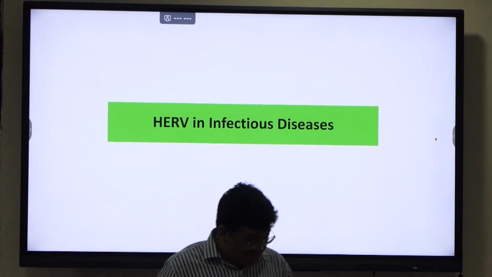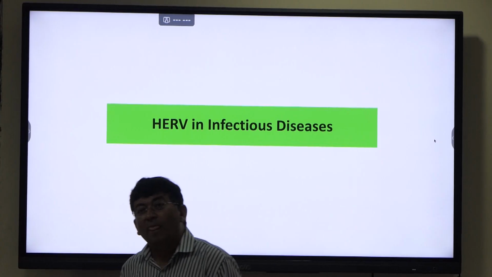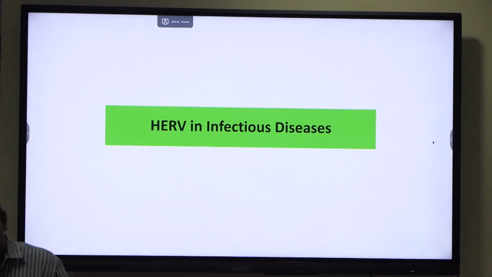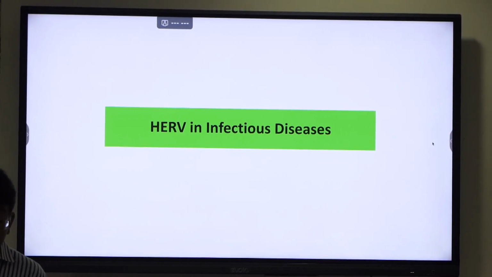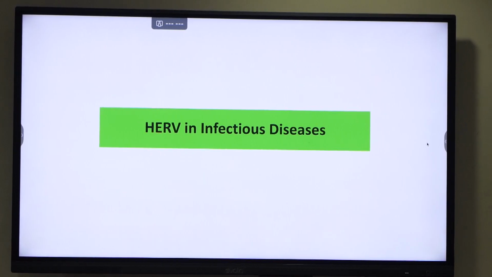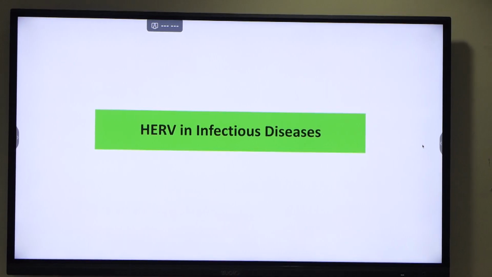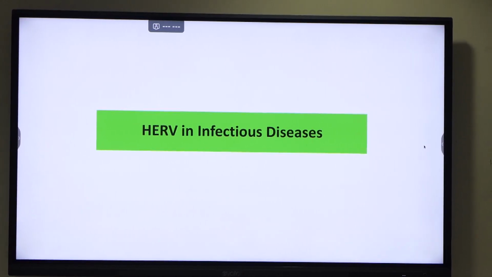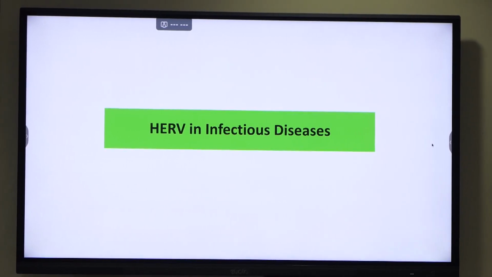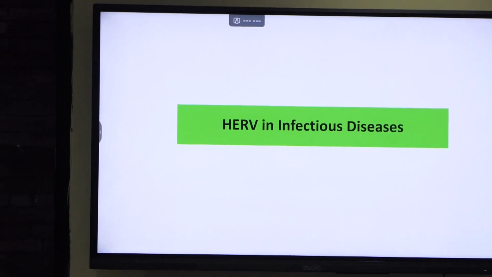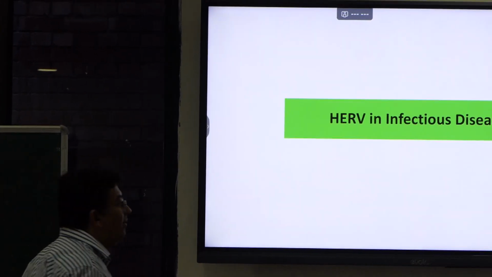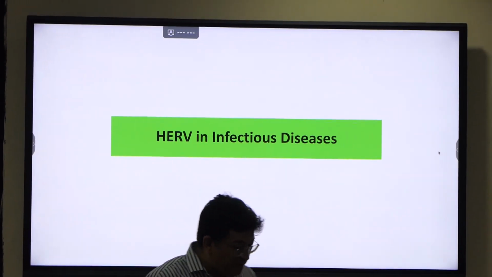So you see that we thought that if in cancer or infection or autoimmune disorder, HERV expression can be upregulated, why not in case of HIV? But before we could actually say that there is an upregulation of HERVs in the setting of HIV infection, we needed to come up with some hypothesis. The hypothesis was based on this.